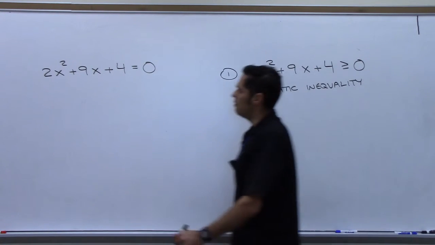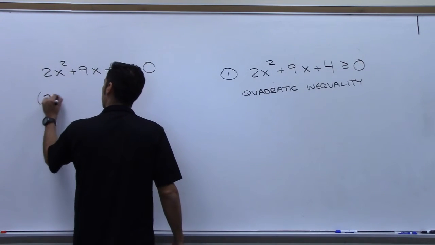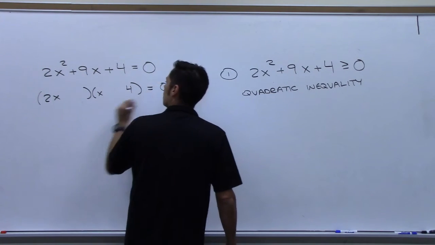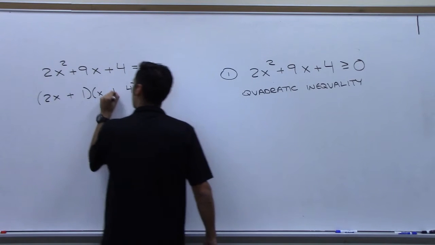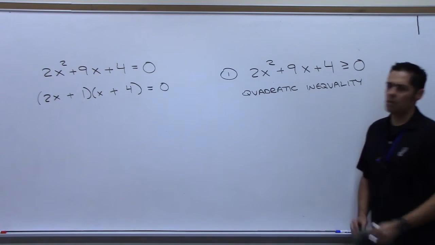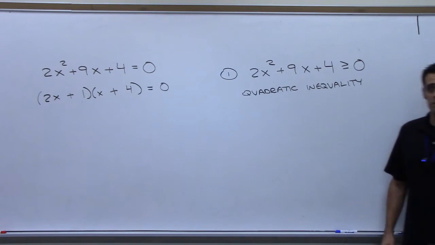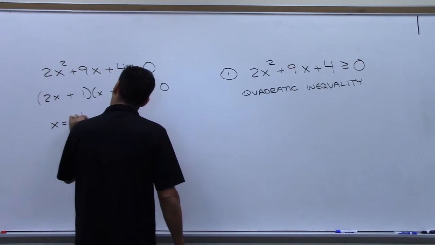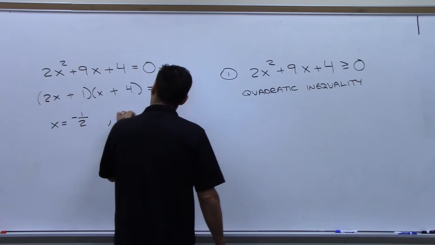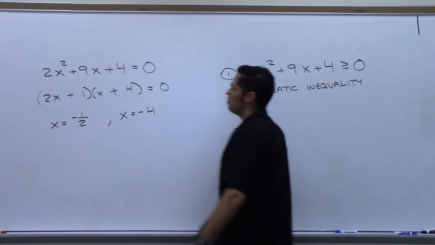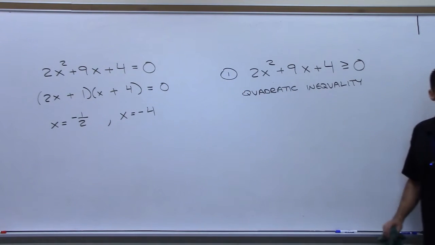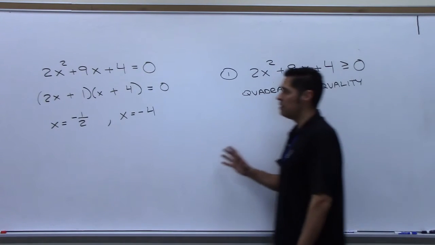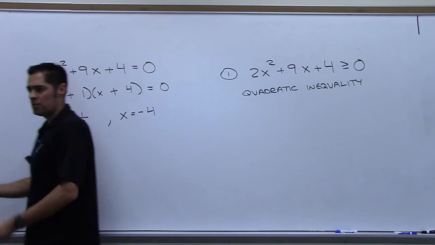So maybe it factors. Does it? Yes, I think it does. So you get these two solutions: x is negative a half, and the other one is x is negative 4. Pretty straightforward, right? And that's what a lot of people will do on a test, and then from here they just totally drop the ball.